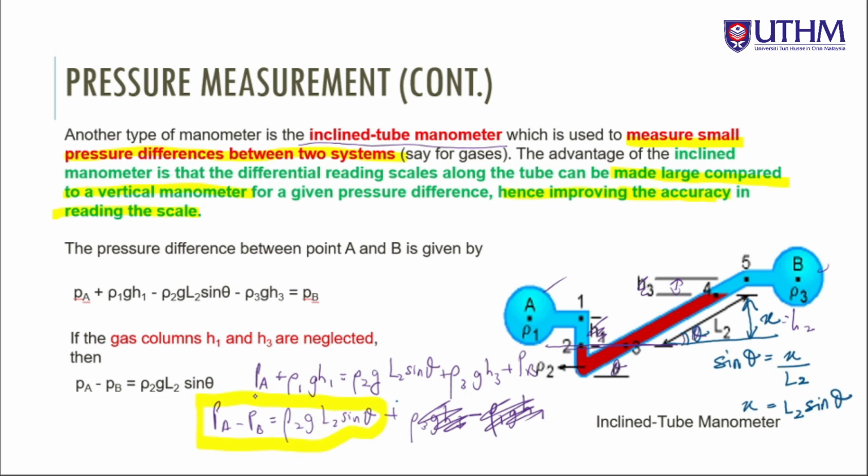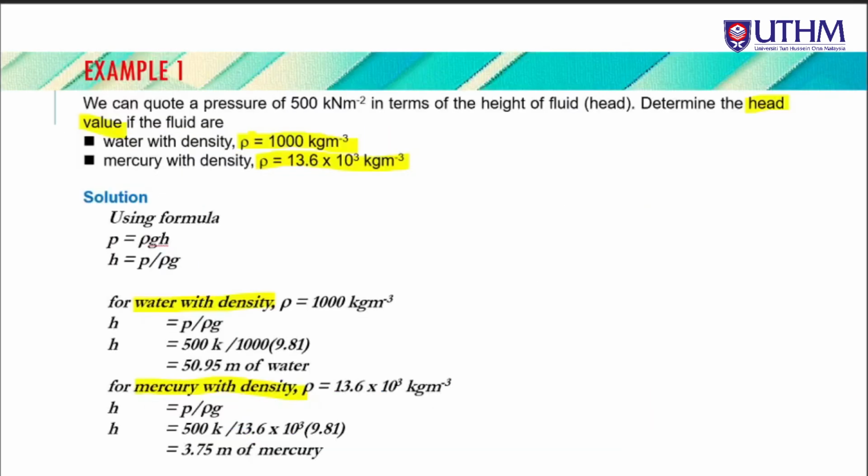Yang ni if let's say kita consider dalam container ni adalah gas. Okay, so sama kan dengan ini, rho 2 G L2 sin theta for the pressure difference between container A and container B. Okay, and now kita go for a few examples on questions related to pressure measurement.